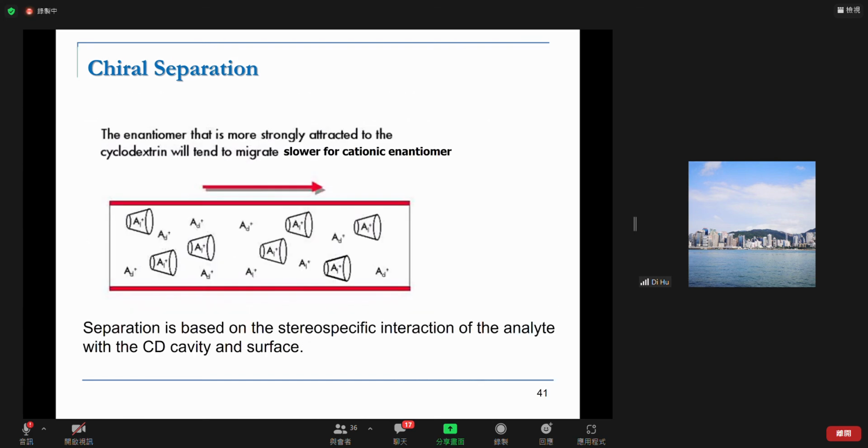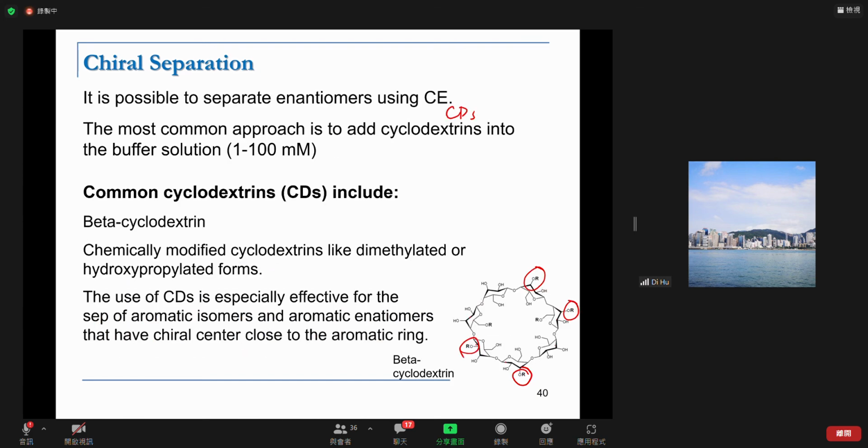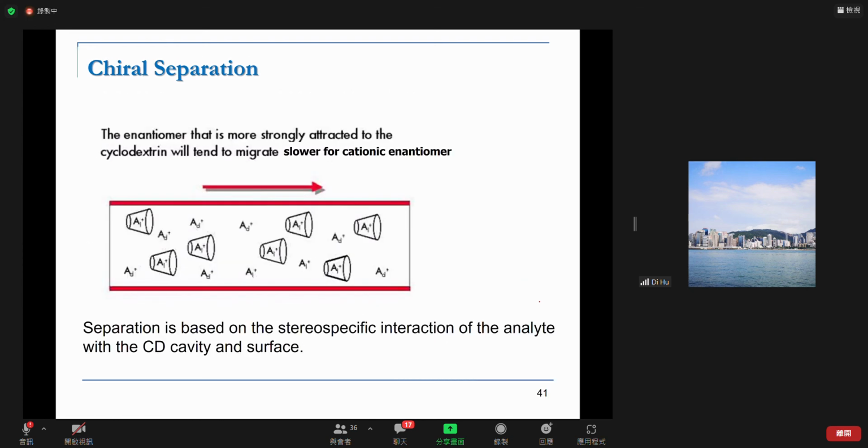So what happened is here. Now the CD is neutral. This one is not charged, okay? This one is neutral, so there's no charge. The CD is electrically neutral, so it is not affected by EP, right? That means CD itself cannot be used as the carrier.